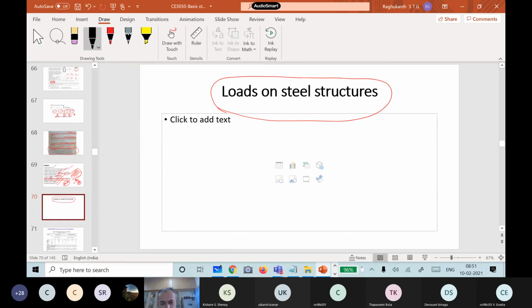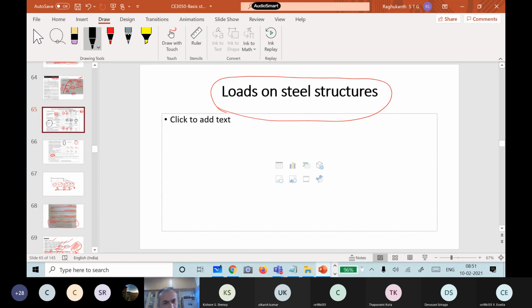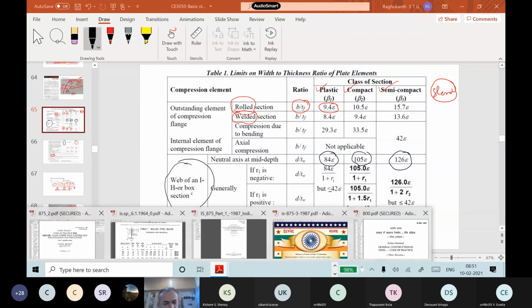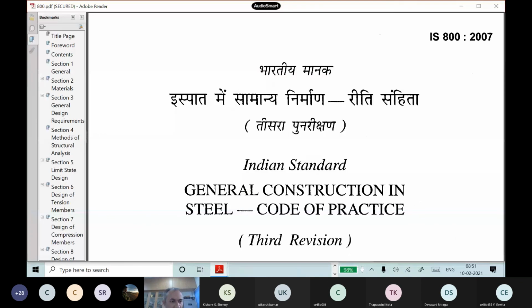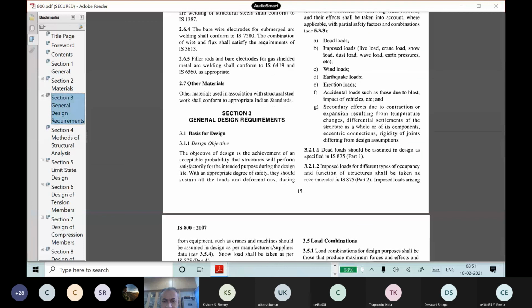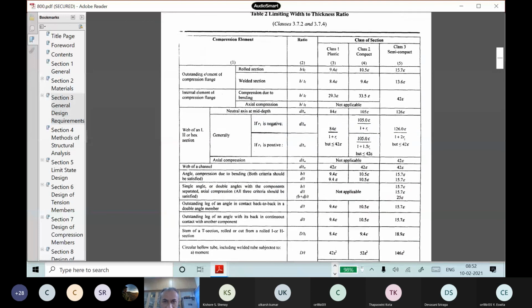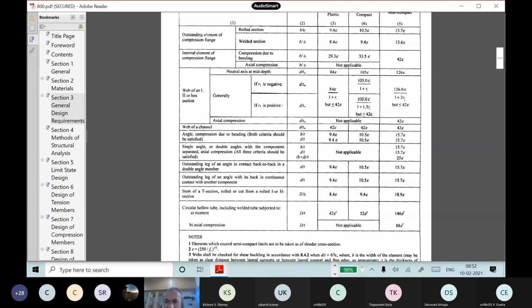Sir, that table you showed, about that slenderness ratio, as in epsilon times, this table, is it in the code? Code only. I have not copied from anywhere. See, our course is all IS code only. See, already this is a table, table 2. Is it visible? Yes, sir. B by T, what's the value? 9.4, you have seen, right? 10.5, 15.7, then angle section, say 15.7. This table only I have copied there.